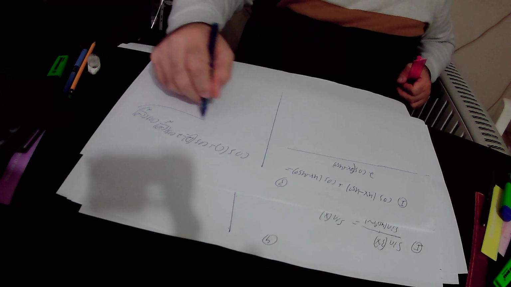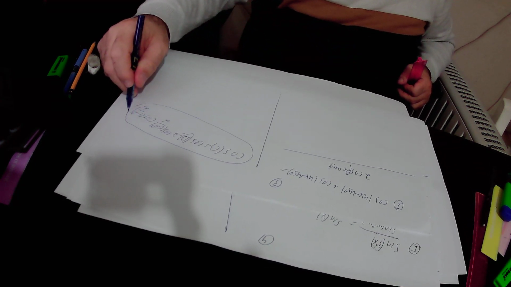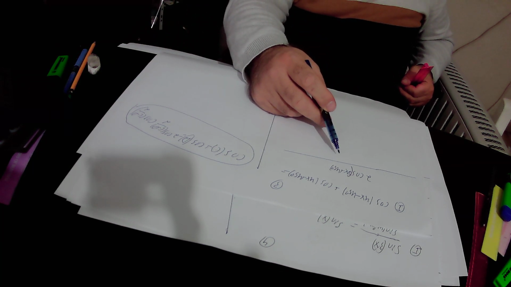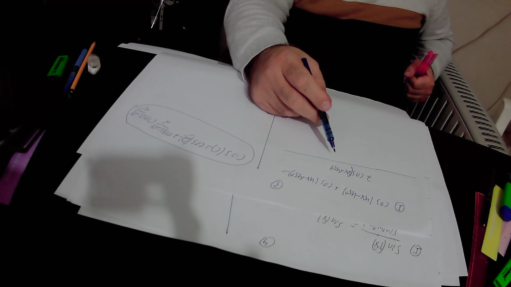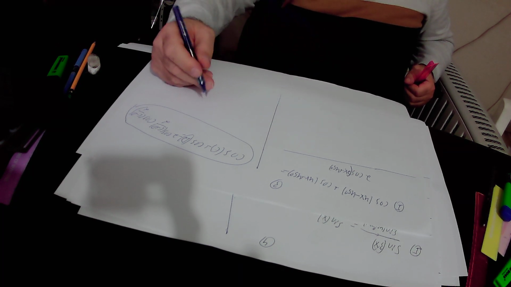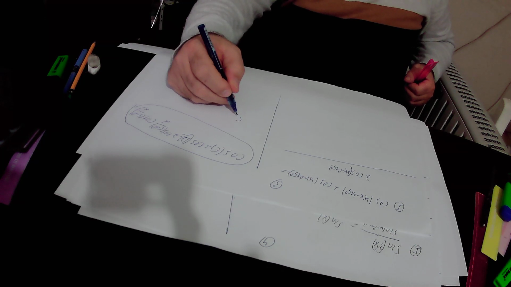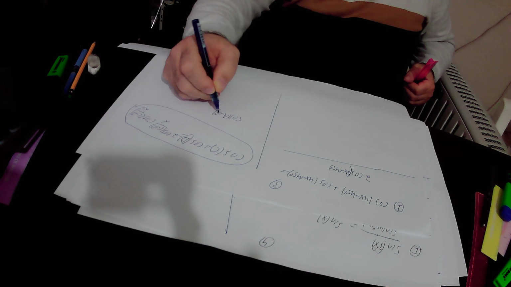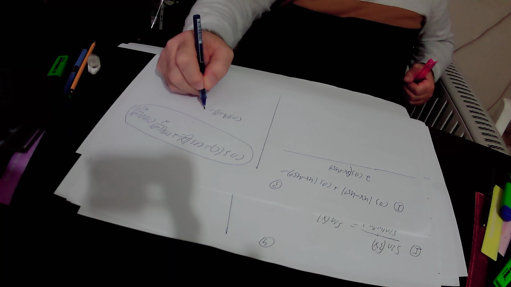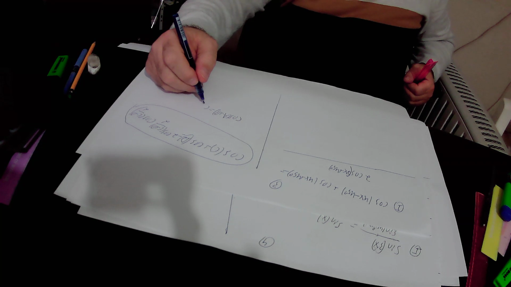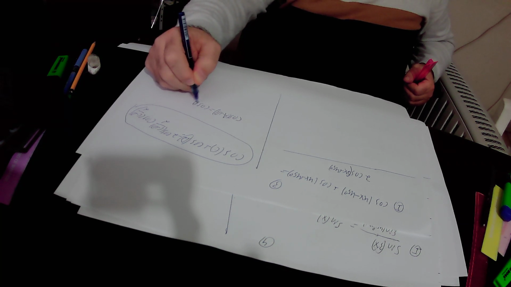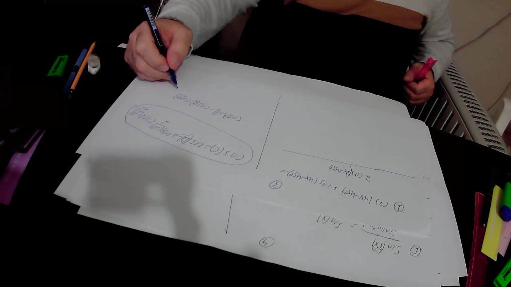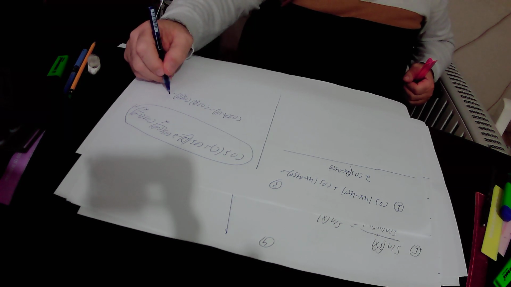Okay, and in order to simplify the expression cosine 2x plus 45 degrees, we will use the trigonometric identity that cosine A plus B equals cosine A times cosine B minus sine A times sine B.